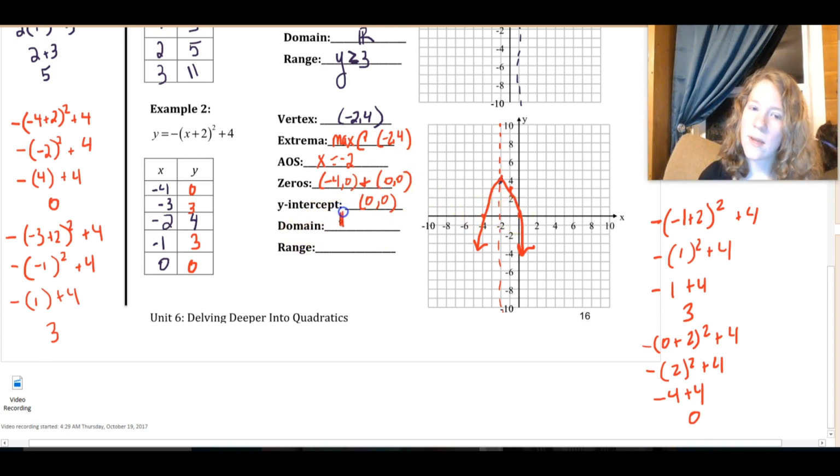My domain, always all real numbers. My range, this y value starts at 4 and is equal to 4, but then it goes down from 4. So y is everything less than 4. Again, if you look at your transformations, that parent function we know got shifted to the left 2 because I've got +2, so that's going to go to the left 2 and then up 4, and then it was also reflected.